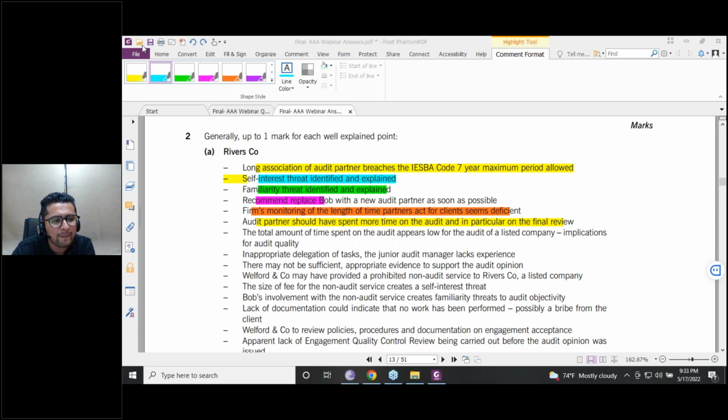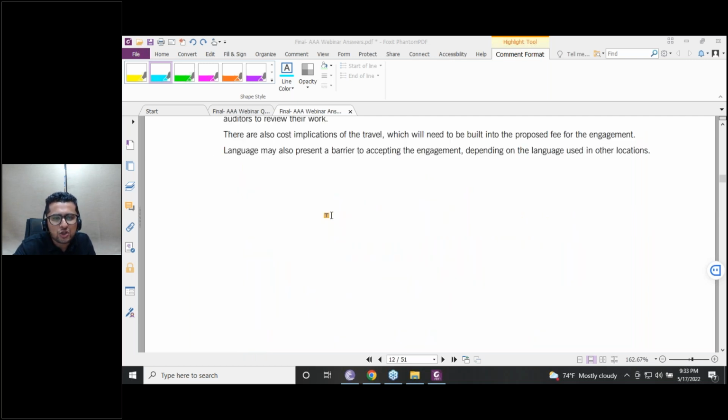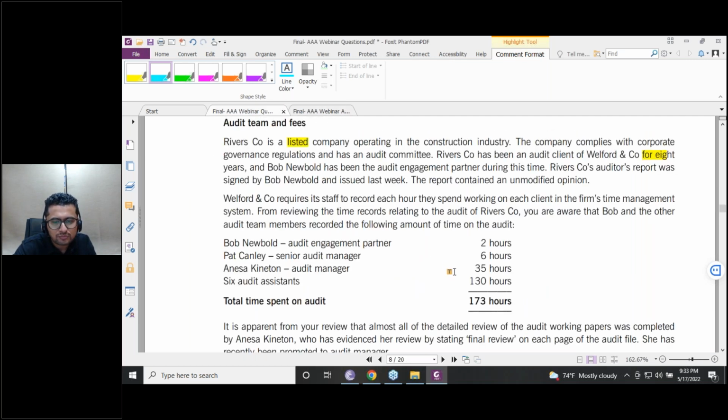Yes, you're absolutely right. Okay, Mohattar has asked a question: how many hours of audit work are appropriate for a partner to work on an audit? Well, the examiner is not going to come up with such a tricky question because it's a subjective matter. But you have to realize it's a listed company and just 2 hours of the partner. Well, I will spend 2 hours in the introduction. So 2 hours does not seem to be appropriate. Okay, let's go back to the question again.